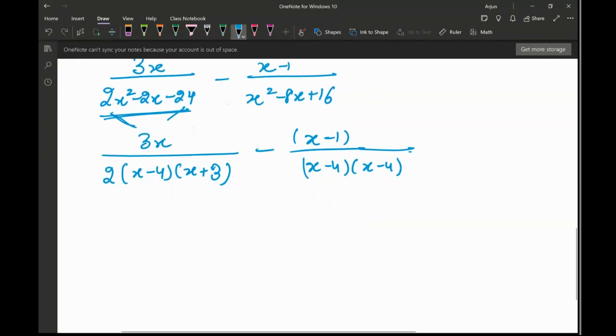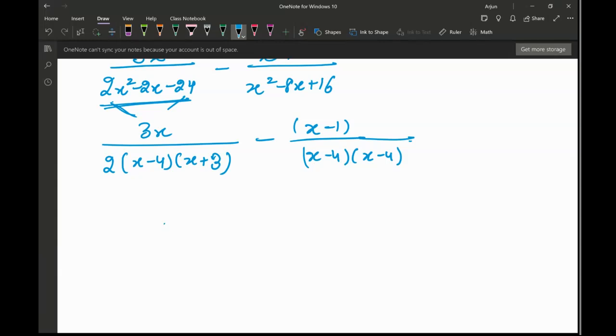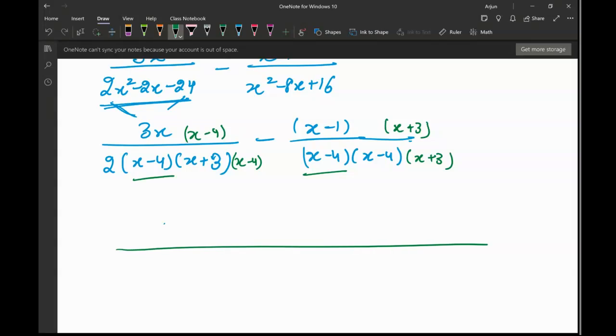Now the next thing is I have to make the denominator the same. There is x minus 4 here, x minus 4 here, and I need to have one more x minus 4 on this side. So I'll multiply x minus 4 on this side. Here I'll multiply x plus 3 on this side. So x plus 3 on top here also, x minus 4 on top here too. Now I'll multiply this with 2, another 2 here. Now the base is exactly the same, so I'll take the common base, x minus 4, x plus 3, x minus 4.